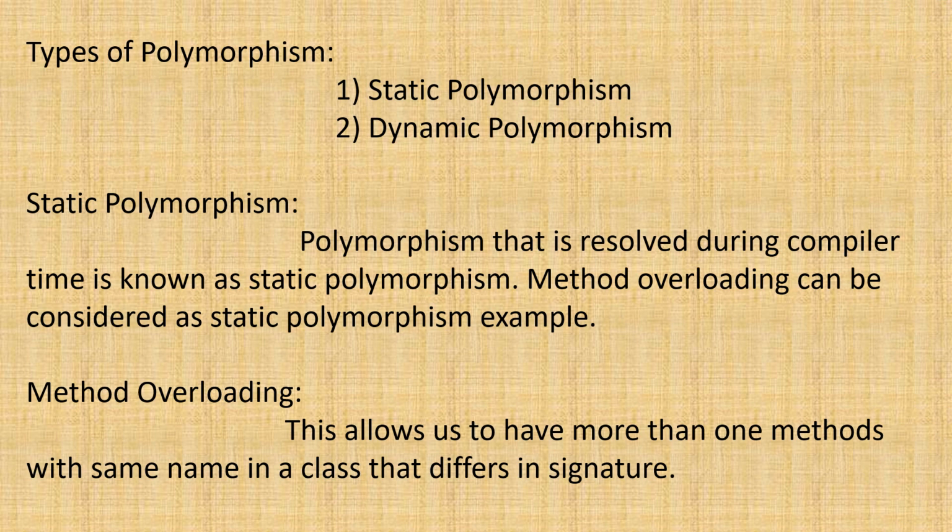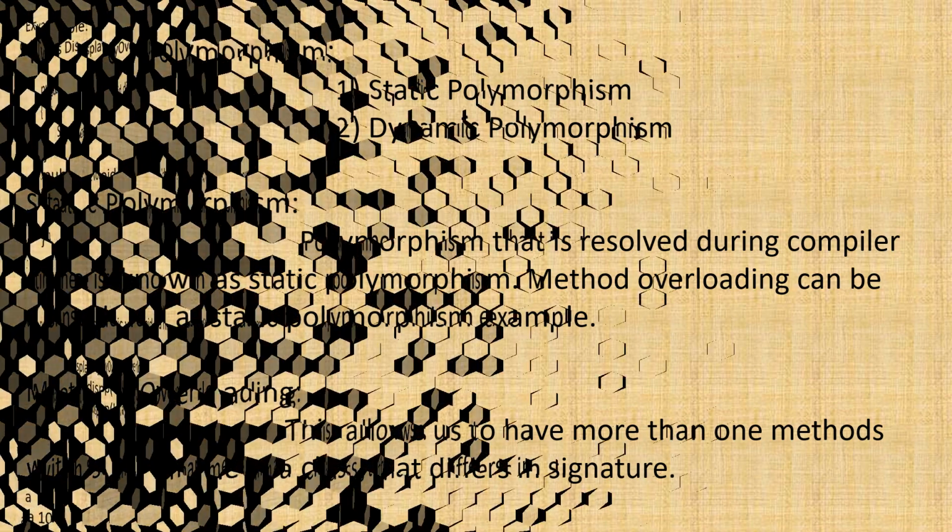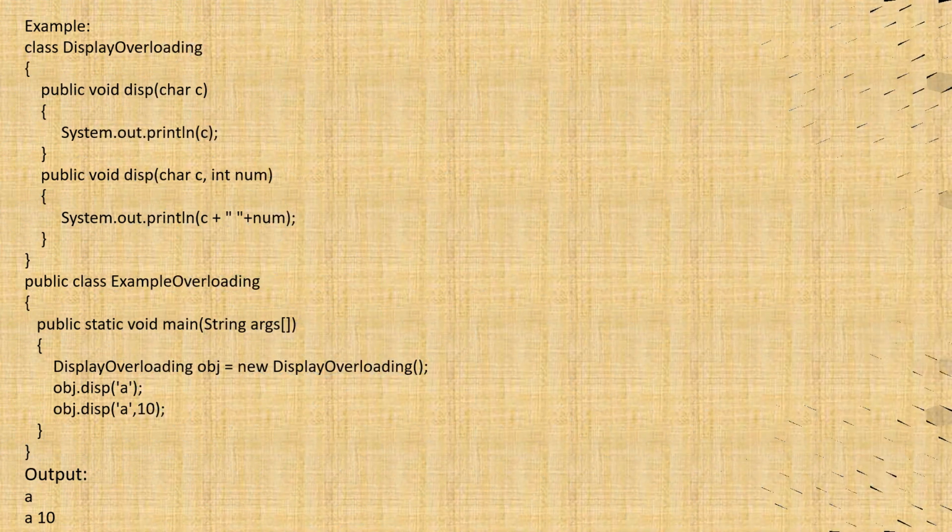Types of polymorphism: static polymorphism and dynamic polymorphism. Static polymorphism: polymorphism that is resolved during compile time is known as static polymorphism. Method overloading can be considered a static polymorphism example. Method overloading allows us to have more than one method with the same name in a class that differs in signature.